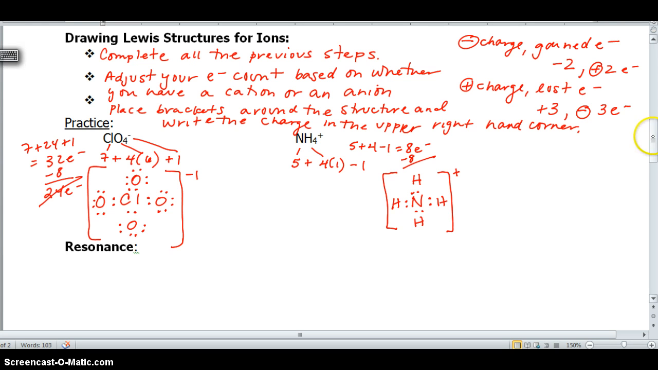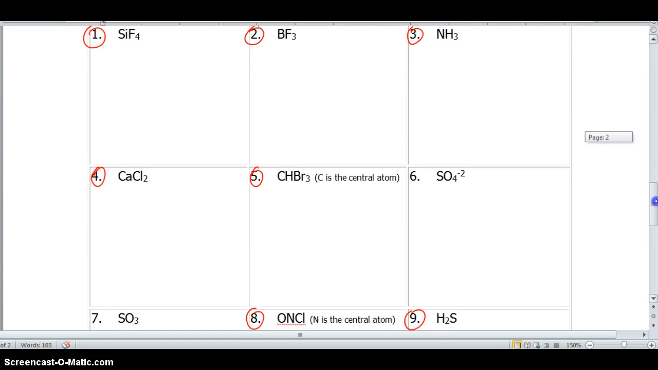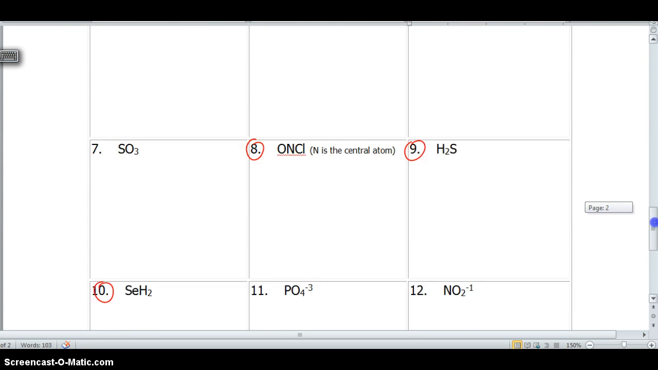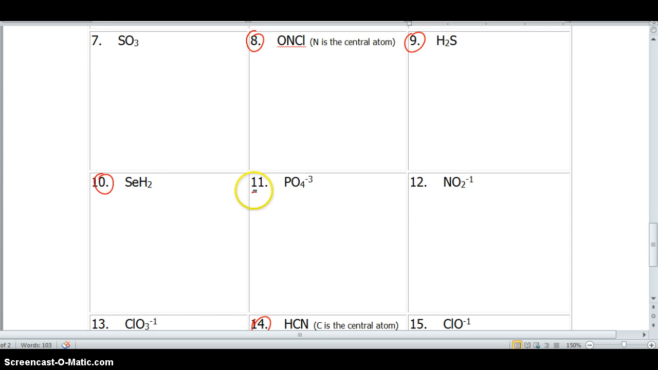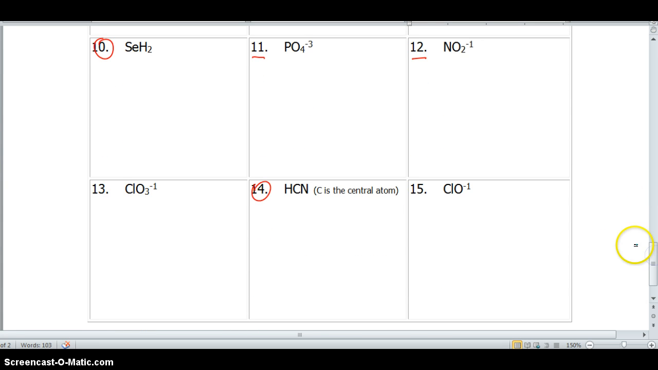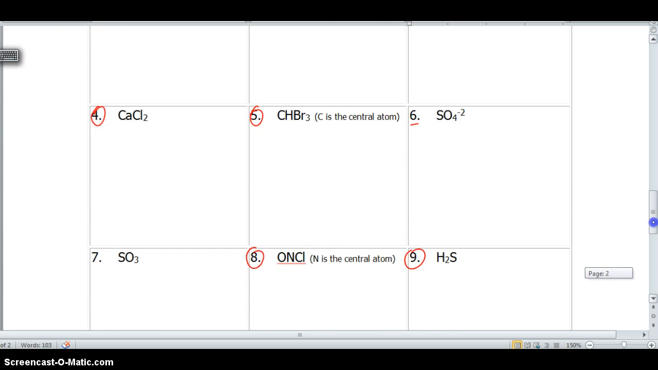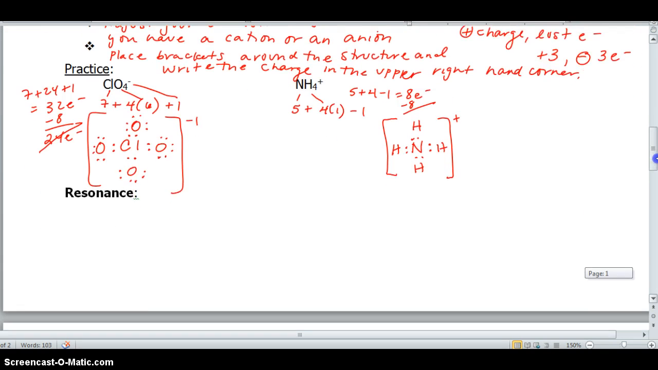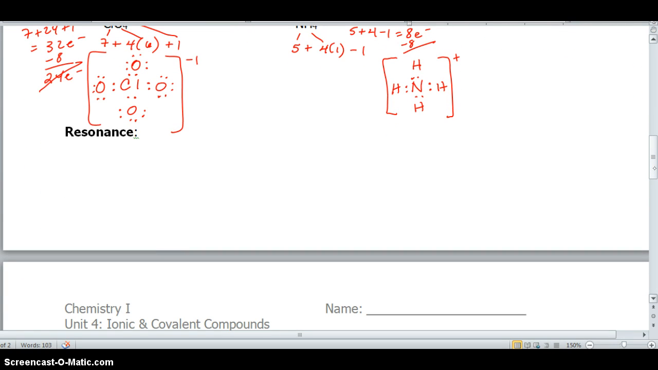If you wanted to try some of those, if you look on the back of your notes, number 6 is an example of an ion, number 11 is an example of an ion, 12 is an example of an ion, and then 13 and 15. So if you want to pause this screencast, go and try those, make sure they go okay. We're going to continue on with resonance and look at some examples of resonance as well.